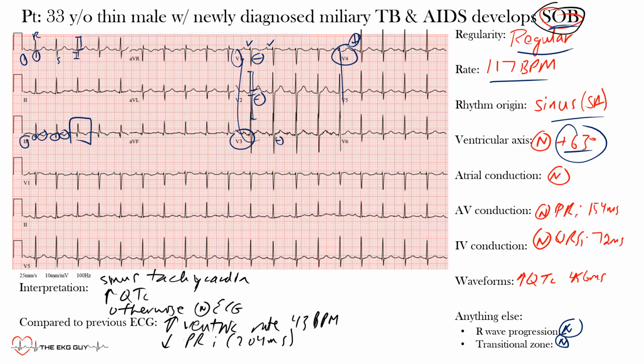Okay, now in conclusion, our 33-year-old thin male with newly diagnosed miliary TB and AIDS that developed shortness of breath has an EKG showing a sinus tachycardia and prolonged QTc interval. Unfortunately, no evidence of pulmonary embolism on imaging. Well, that's the end of this week's EKG of the Week. I hope you learned something.